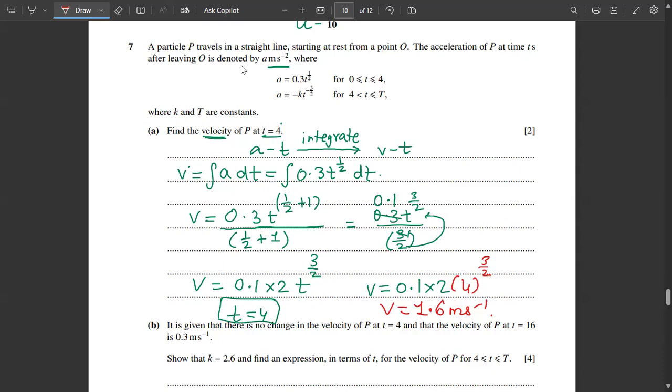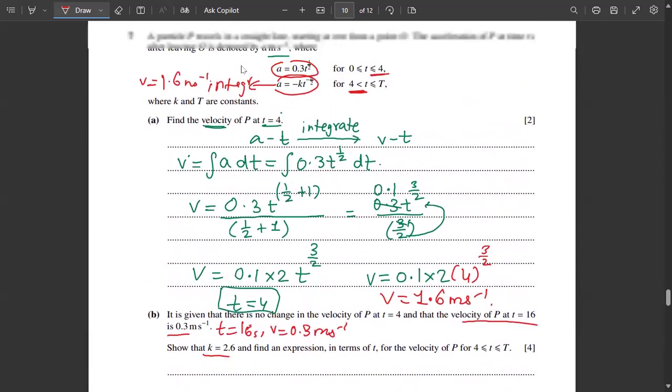Moving to the next question. It is given that there is no change in velocity of P at t equals 4. Okay. That means from here at t equals 4, the velocity will remain the same, 1.6 meter per second. And the velocity of P at 16 is 0.3 meter per second. That means when time equals 16 seconds, the velocity is 0.3 meter per second. Show that k equals 26 and find an expression in terms of t for the velocity of P.